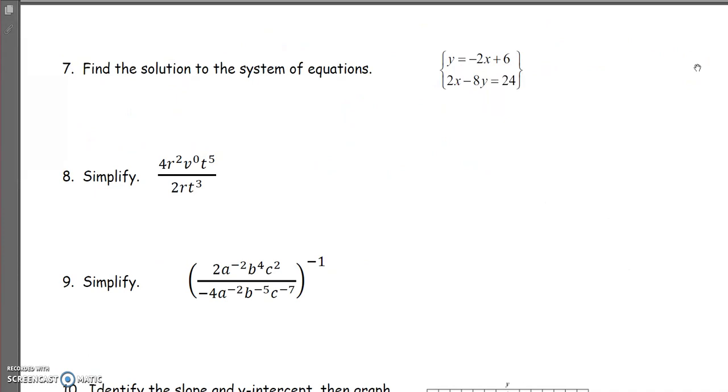Okay, and number 7, we are going to find the solution to the system of equations. So, of course, we can do that on our calculators.